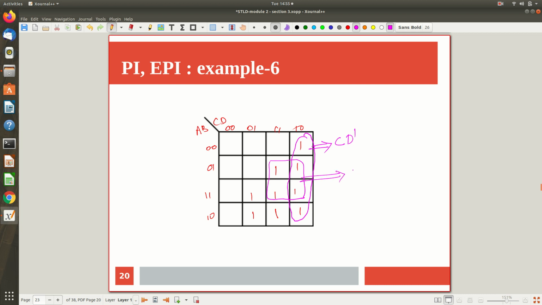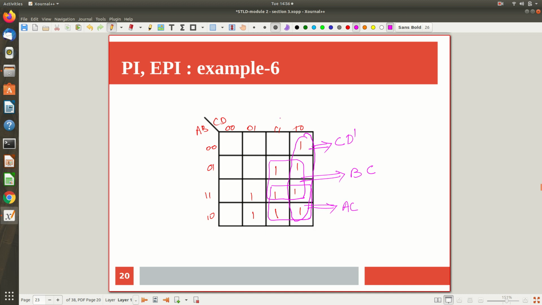So this corresponds to what? A vanishes and B remains, C remains and D vanishes. Fine, BC. Now I can have a group like this. This is a prime implicant, right? I'm just looking at prime implicants only; next I will see whether it is essential or not. So A is there, B vanishes, C is there, D vanishes.